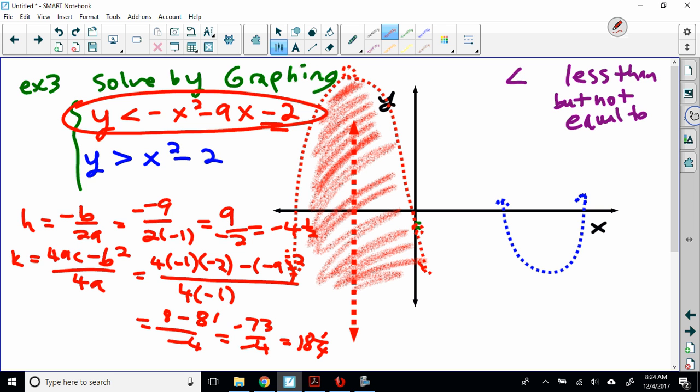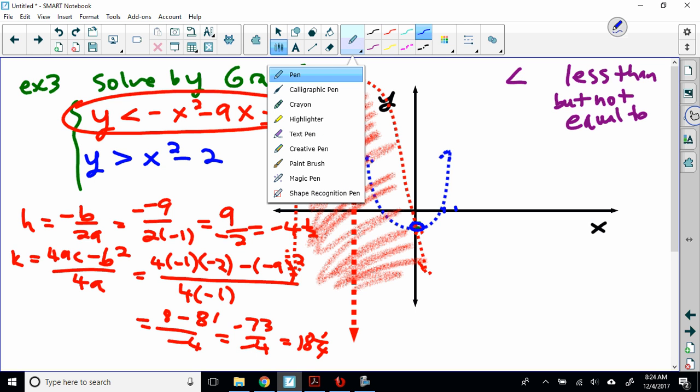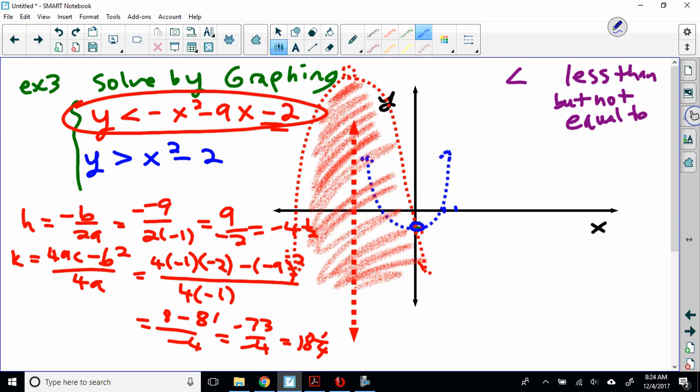And then I've got to graph this blue one. The blue one's going to be a lot easier to graph. The blue one has a vertex of 0, -2, and it's going to open up. And we know how the a value works. So the blue one's going to look something like that. With the blue one, am I going to shade above or below? Above that one. Good. So I use my blue crayon and shade above the blue one.